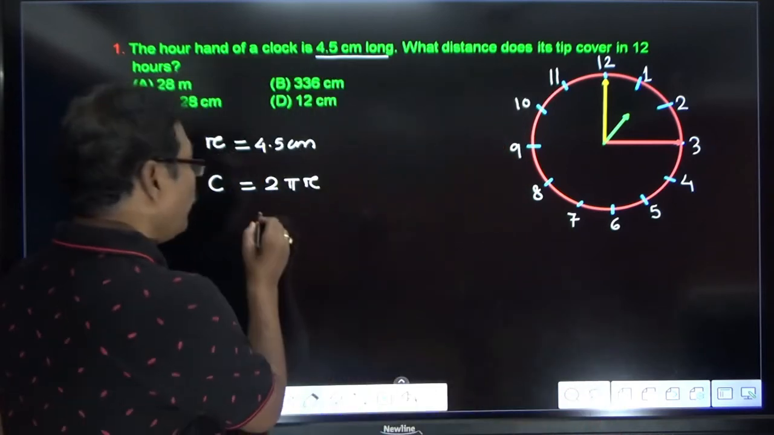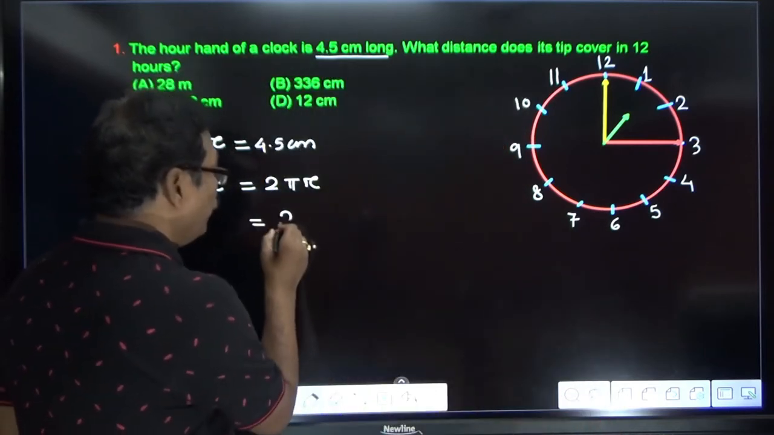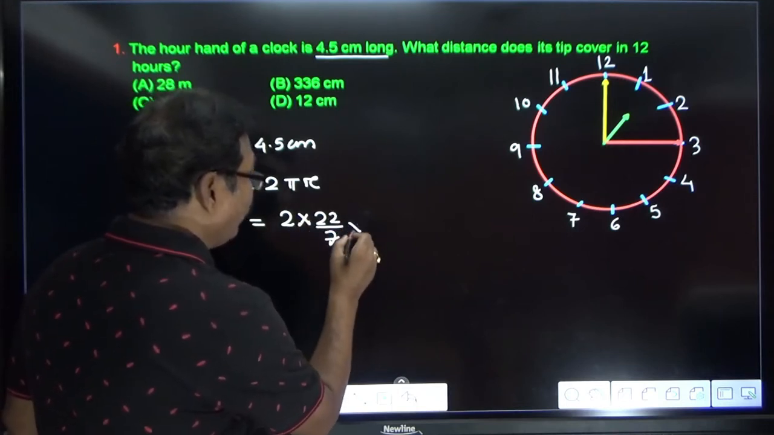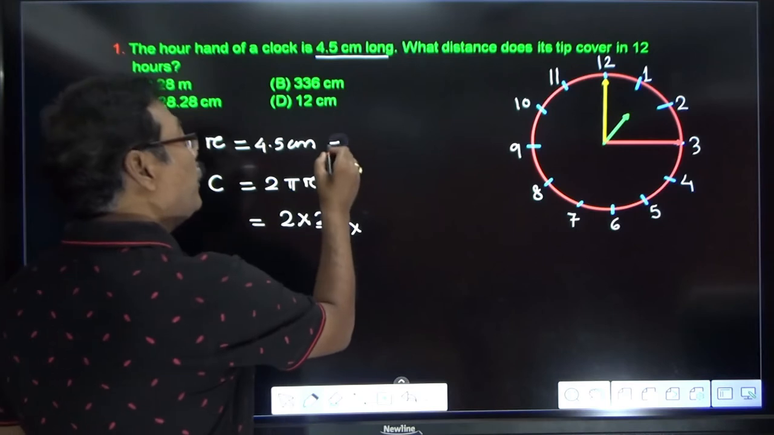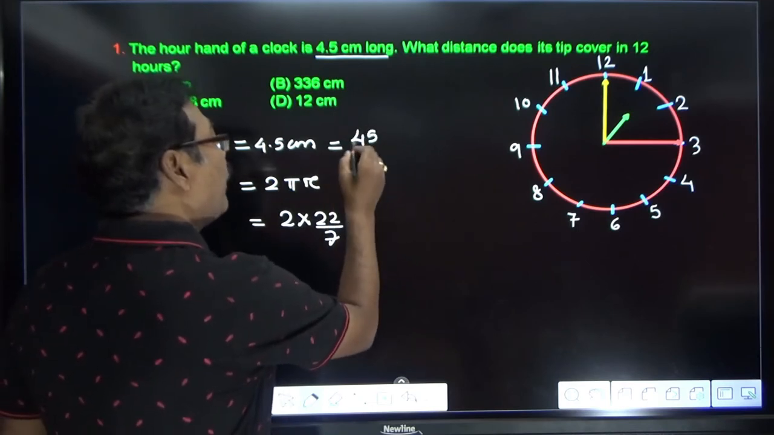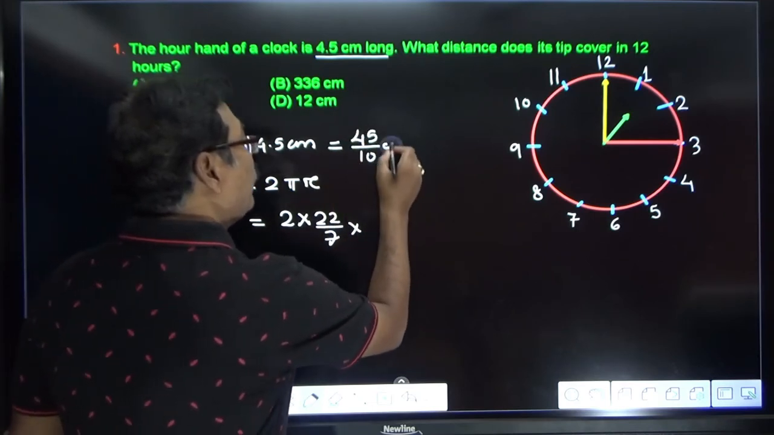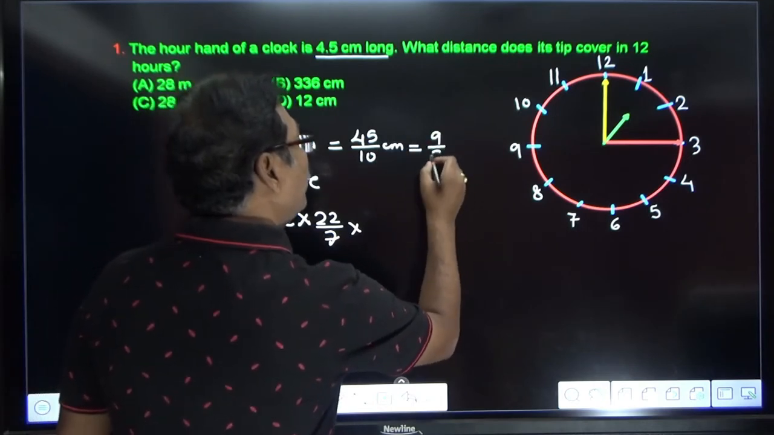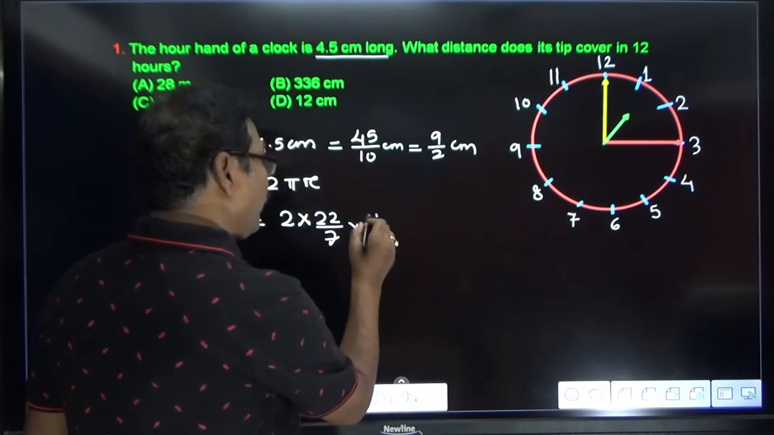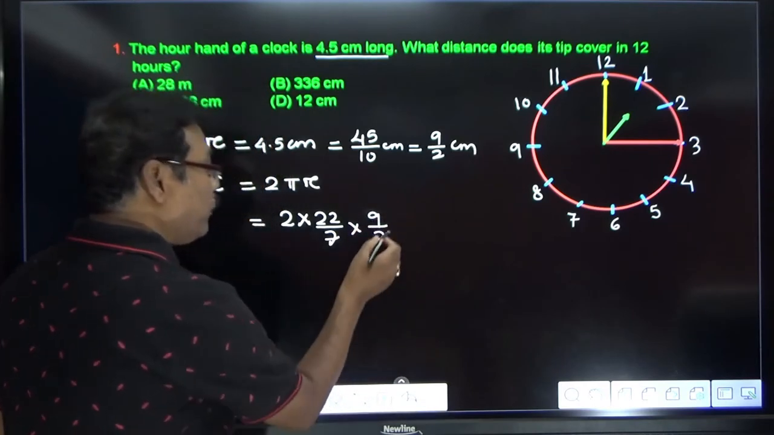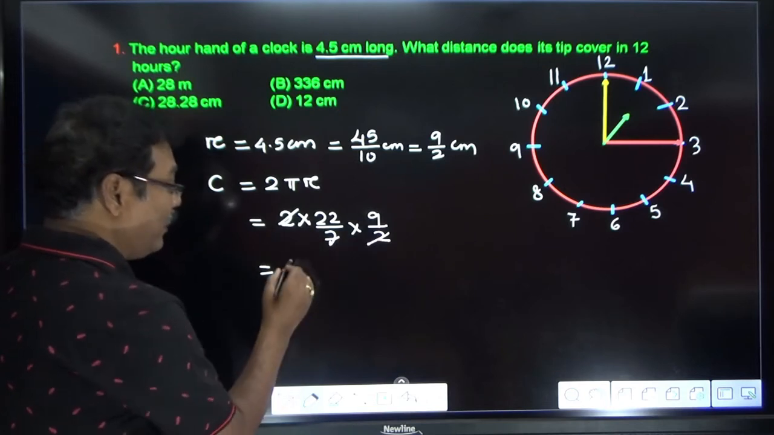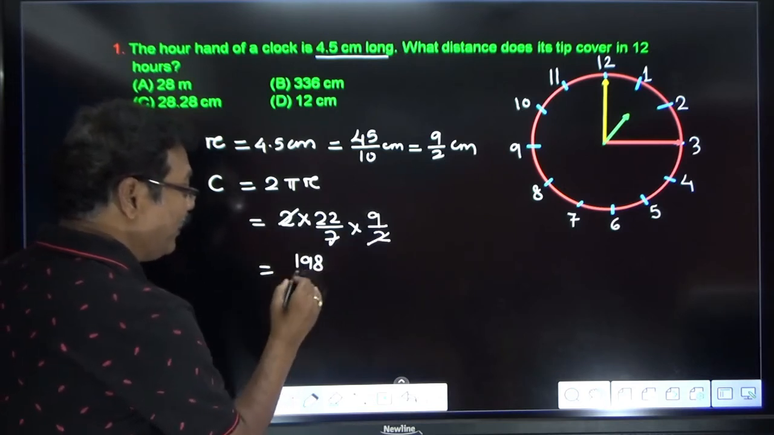That is what we are going to do. So let me write 2 here. This will be 2 into 22 by 7 into r. Now let me write the r value as a fraction, 45 by 10 centimeter. If I cancel it by 5, I get 9 by 2 centimeter. So these two get cancelled. 22 into 9 gives me 198 divided by 7.